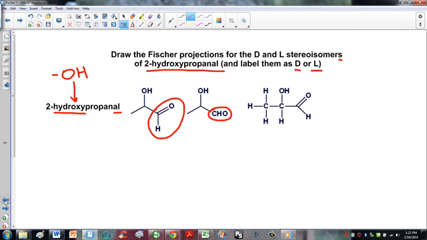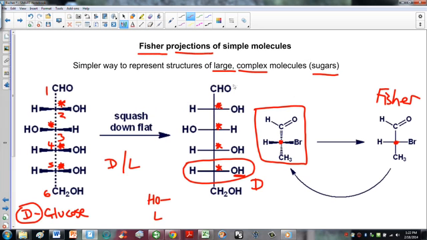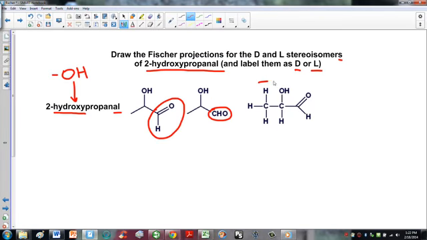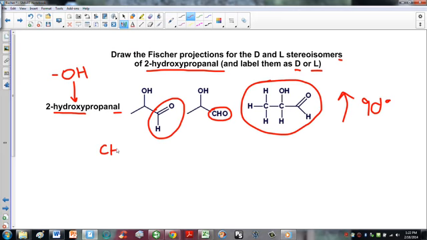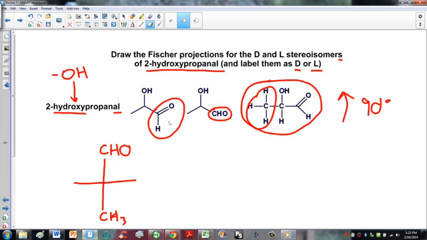So for the Fischer projection, the thing we have to make sure is that we draw the carbons pointing up and down with the aldehyde up at the top. So here's what we're going to do. We can actually take this molecule and just turn it around 90 degrees. So we get the CHO, or the aldehyde, up at the top. And then we draw a straight line down. Here we have the CH3, and that's going to go on the bottom. And in the middle is going to be our middle carbon. All right? That has the H and the OH on it.